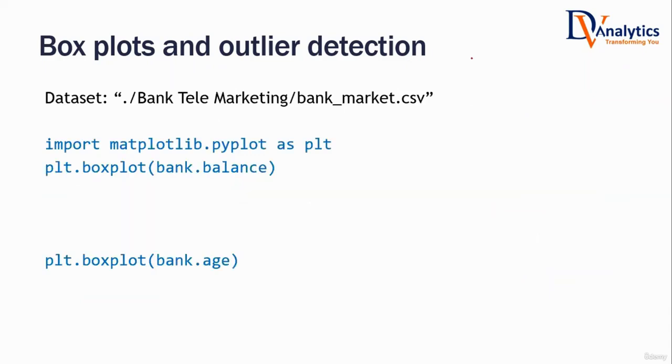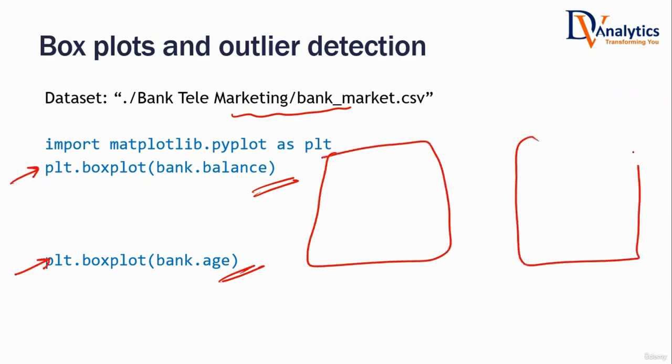What I want you to do as the next part of the exercise is, from the bank telemarketing data, take two variables, balance and age. Draw the box plot for balance, draw the box plot for age, and compare both of them. Yes, I agree that every variable will have outliers, but which one has extreme outliers? Which one has outliers that are permissible? Go ahead, draw the box plot for these two and tell me which variable has extreme outliers and which variable has permissible outliers.